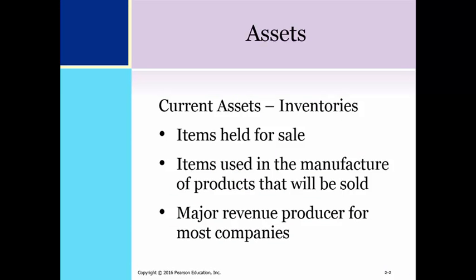The next current asset account we will learn about is inventory. Manufacturing, retail, and wholesale firms sell products to customers, and these products are referred to as inventories. Service firms sell services rather than inventory.